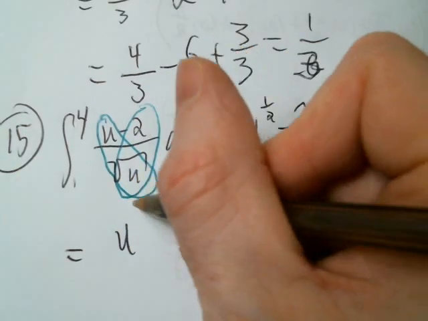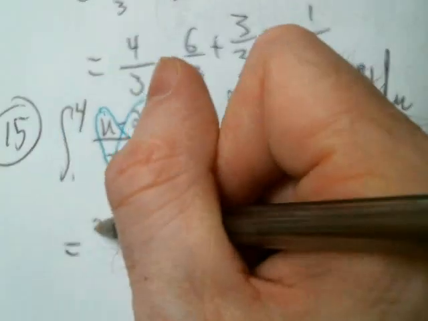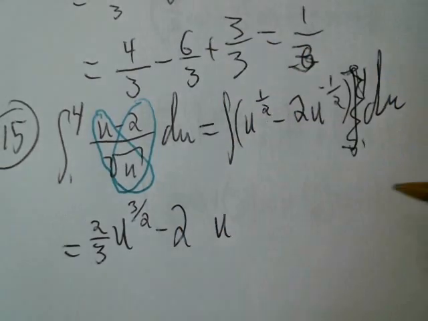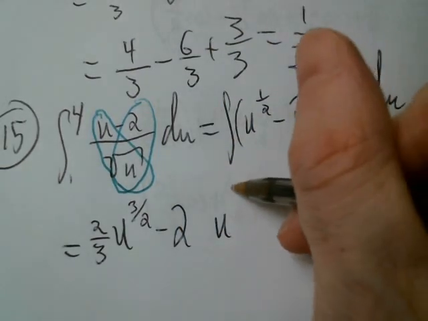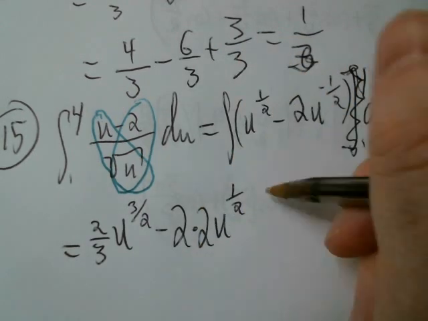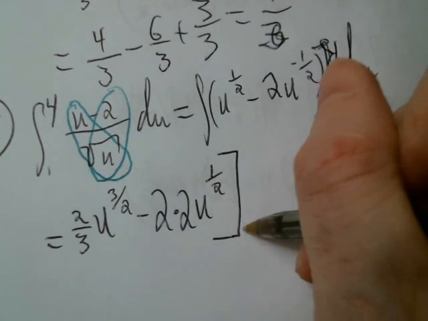Integrate, get the antiderivative. So u to the 1/2 plus 1 is u to the 3/2. Then divided by 3/2, same as multiplying by 2/3. Minus 2. u to the negative 1/2 plus 1 is the same as u to the 1/2. Divided by 1/2 is the same as multiplying by 2. And then I can go ahead and evaluate.